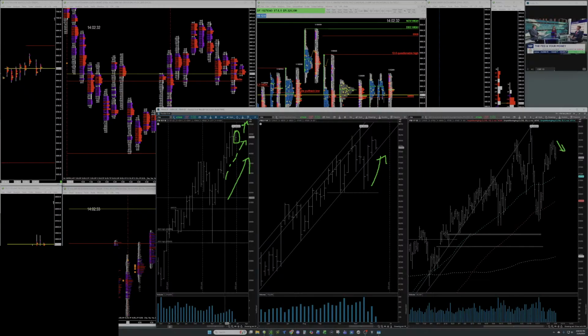The first sign of change here. This may come back and check this range. If it doesn't find support here, or if it has support here, it can check this high actually.